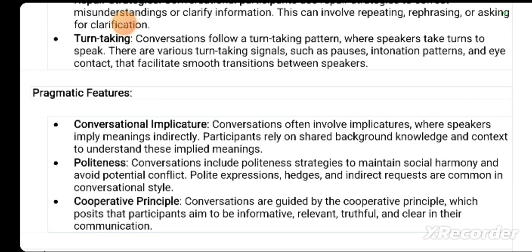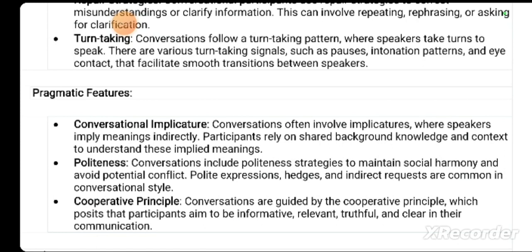There are various turn-taking signals, such as pauses. When you stop, then the other person feels that it is his or her turn to speak. Then intonation patterns. When a person has finished talking, his or her intonation will come down gradually. And from intonation, you can assume that now she or he has finished.